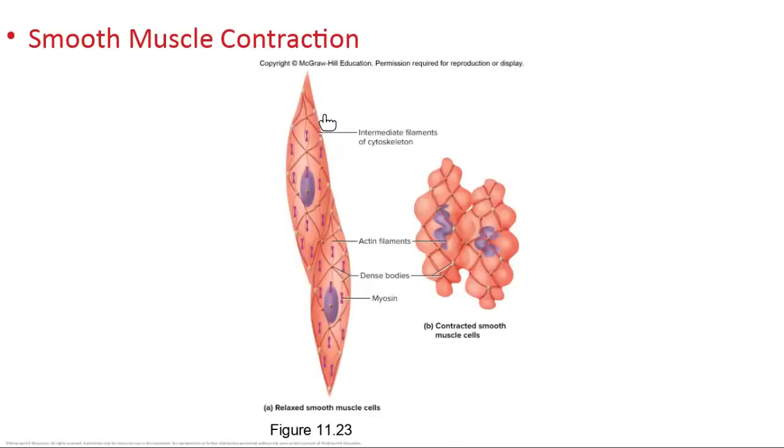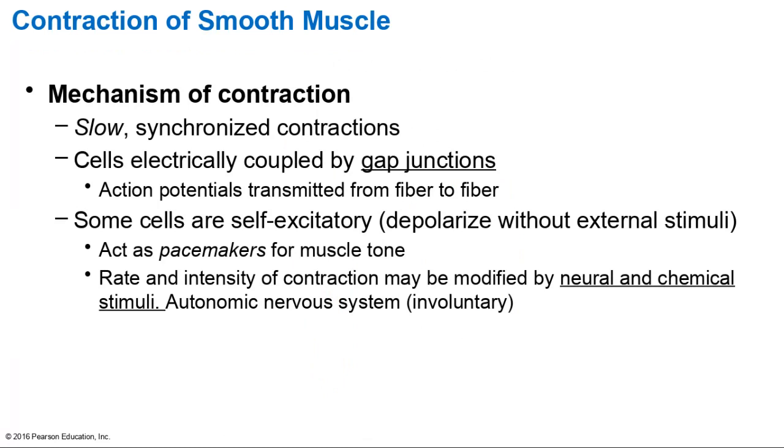This is a picture of smooth muscle. Two smooth muscle cells are shown here. Remember, they're going to be spindle-shaped with oval nuclei. And when it contracts, like other muscle cells, you will see a shortening here. As far as the mechanism of contraction of smooth muscle, like I said, it is going to be slower. It's going to be more of a steady, longer-lasting contraction. It will be slower and longer lasting and very synchronized.